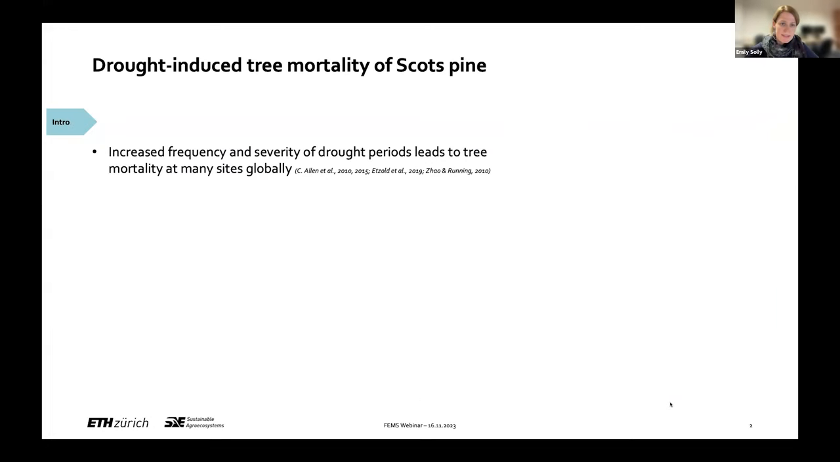The reason for this is that climate change is predicted to continuously increase the frequency and severity of drought periods, mainly due to the continuing increases in temperatures. And this is unfortunately leading to several episodes of tree mortality, which have been recorded at many sites globally.